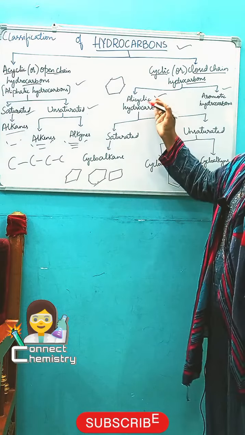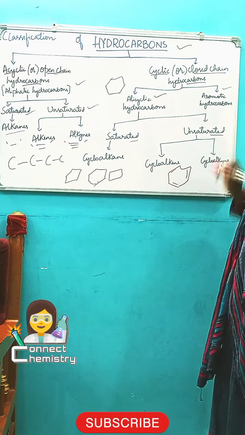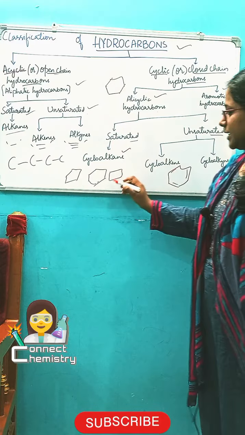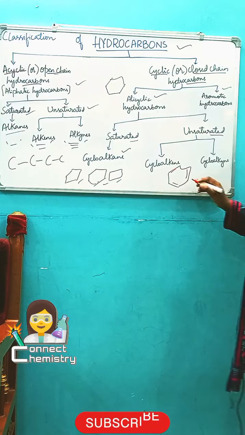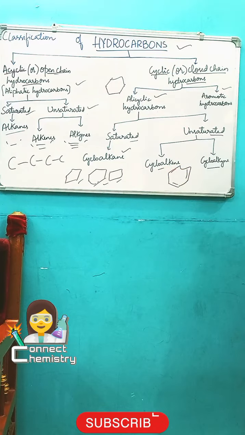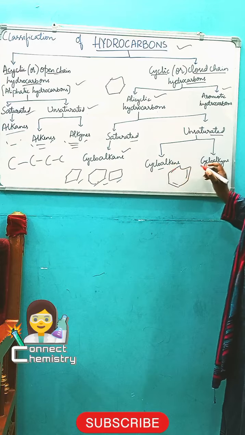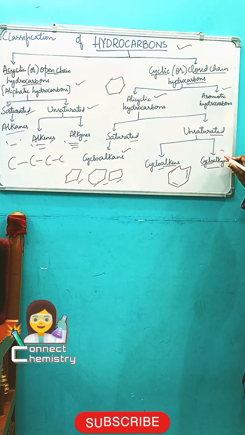Now moving on to the alicyclic hydrocarbons, it is further divided into saturated and unsaturated. Again, saturated is divided into cycloalkanes, that is this one, and the unsaturated hydrocarbons we have cycloalkenes and cycloalkynes, where we have the structure closed and will be having a double bond, and here it is also the same, having a triple bond.